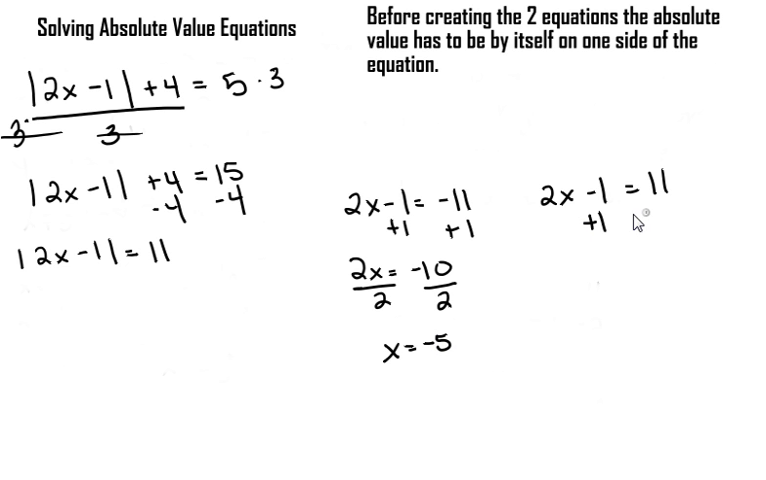In the second equation, we add 1 to both sides of the equation, get 2x equals 12, divide both sides by 2, and get x equals 6. Just remember, before you create your two equations, the absolute value has to be by itself on one side of the equation.